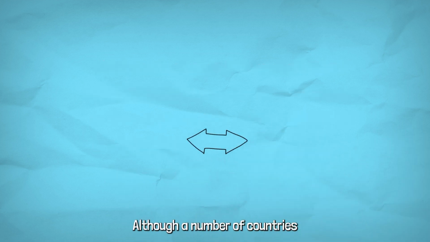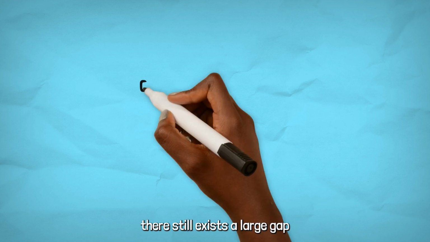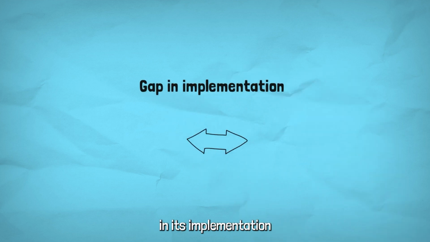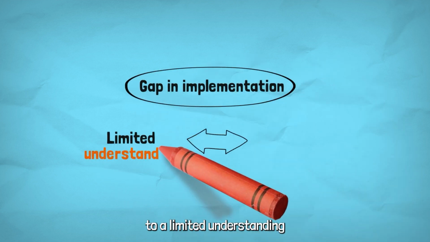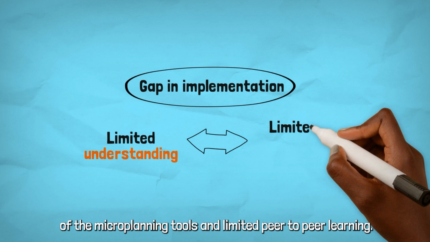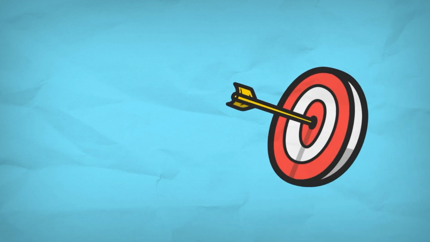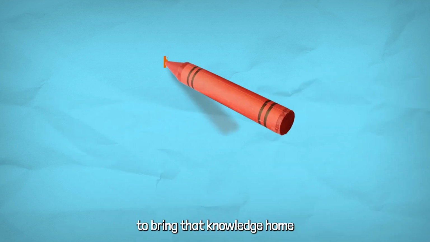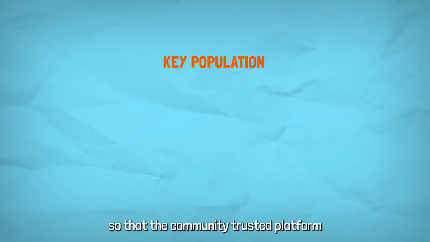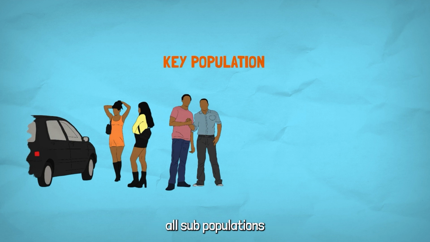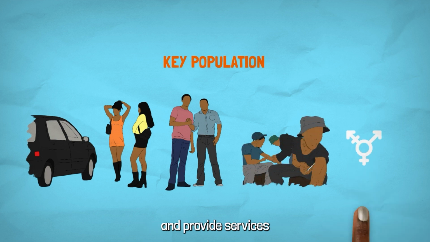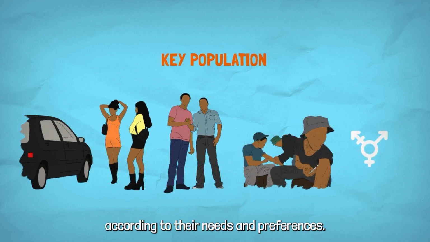Although a number of countries have adopted microplanning, there still exists a large gap in its implementation across the continent. Part of this comes down to a limited understanding of the microplanning tools and limited peer-to-peer learning. This series is intended to bring that knowledge home so that the community-trusted platform in a key population program is effectively used to reach all subpopulations and provide services according to their needs and preferences.